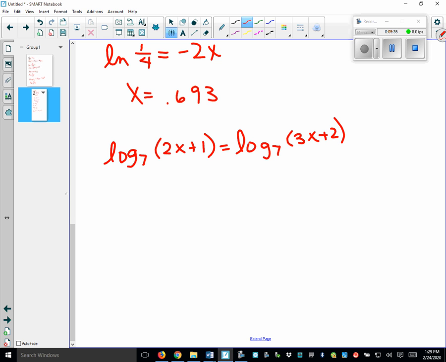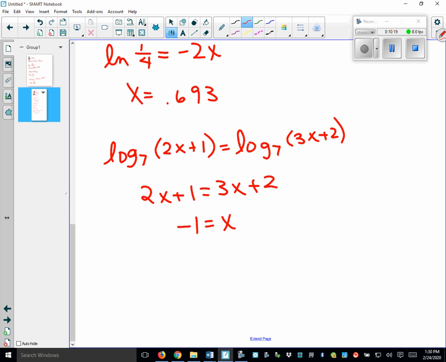When they both have one word log, can I cancel out the log on both sides? Yes. So 2x plus 1 equals 3x plus 2. How am I going to solve for x? Minus 1. Can I subtract 2x and subtract 2? So negative 1 equals x.